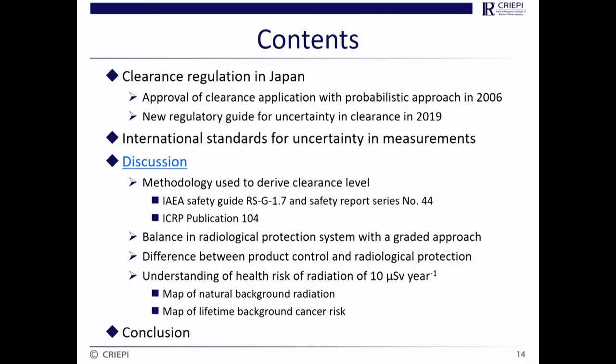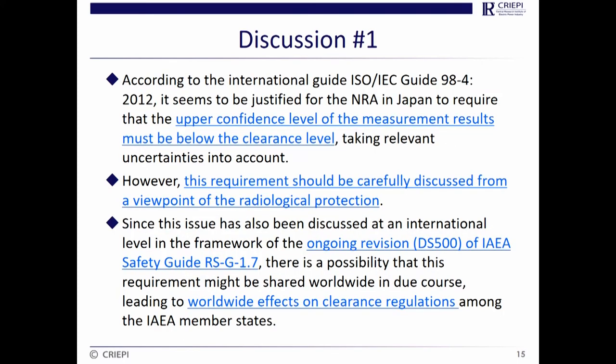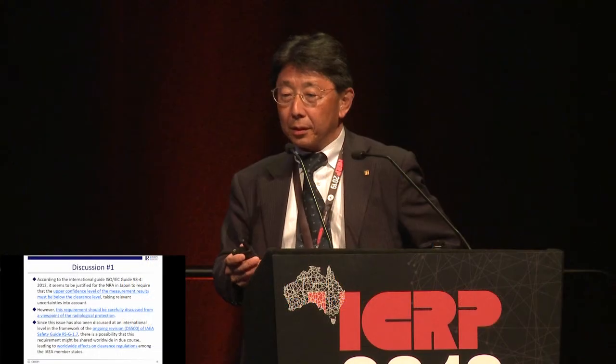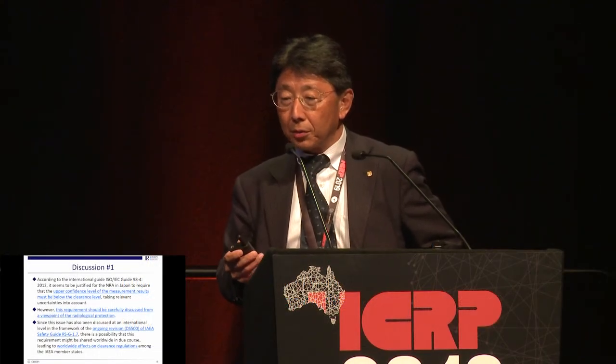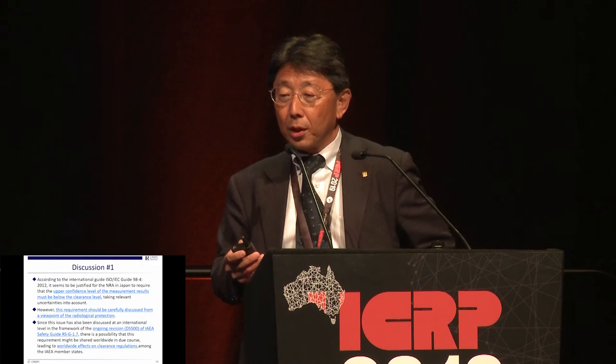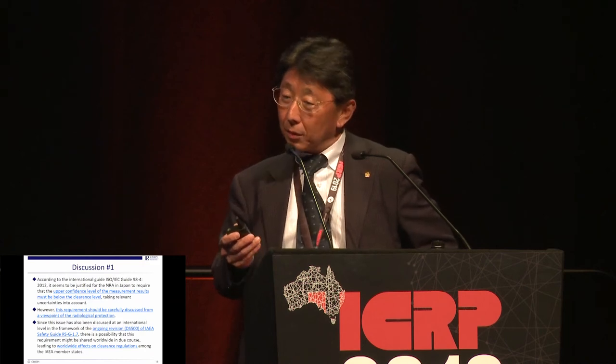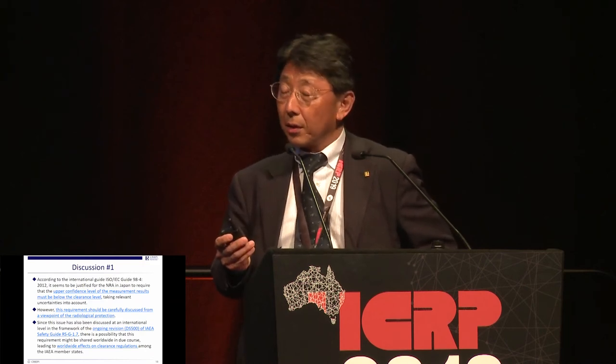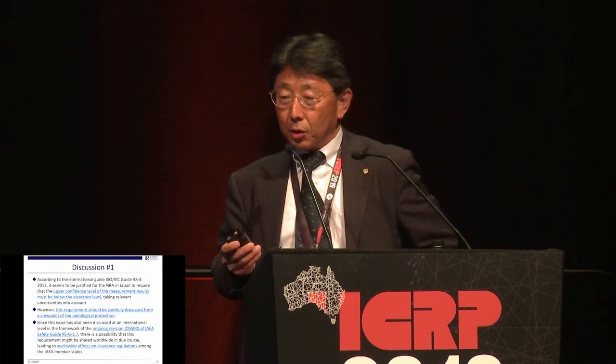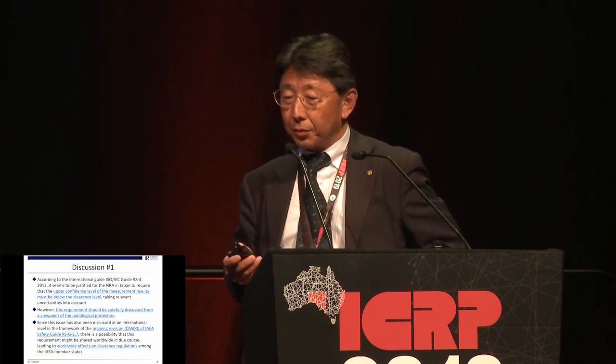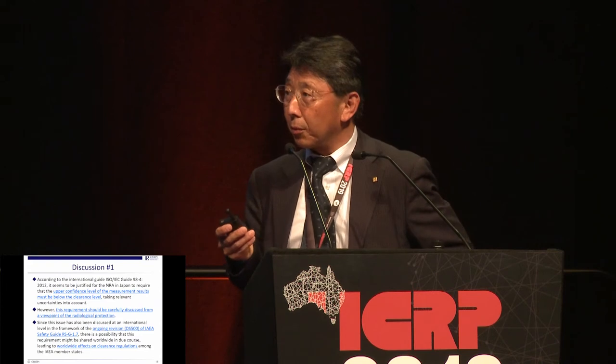So, third point in the discussion. According to the ISO IEC Guide 98-4, it seems to be justified for the NRA in Japan to require that the upper confidence level of the measurement results must be below the clearance level. It seems to be justified. However, this requirement should be carefully discussed from a viewpoint of radiological protection.